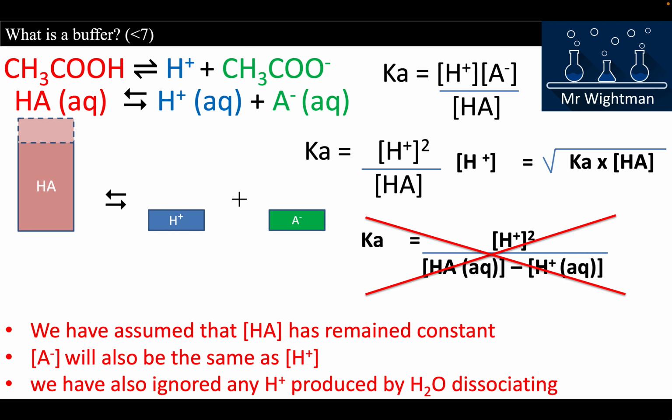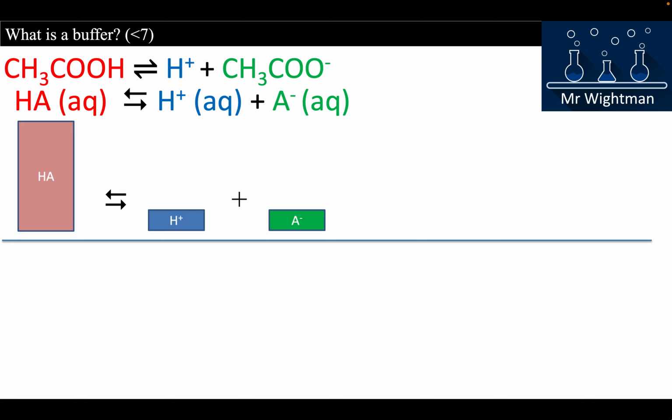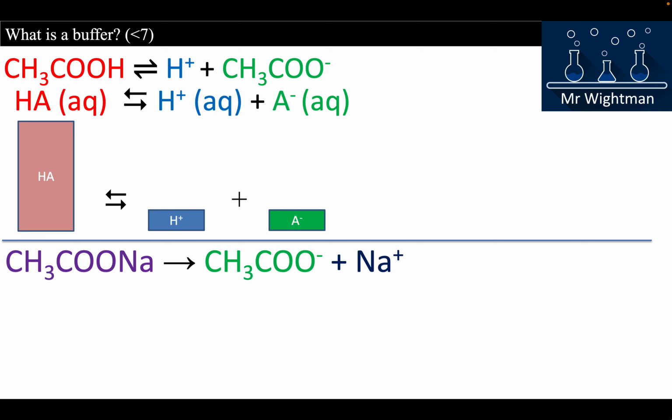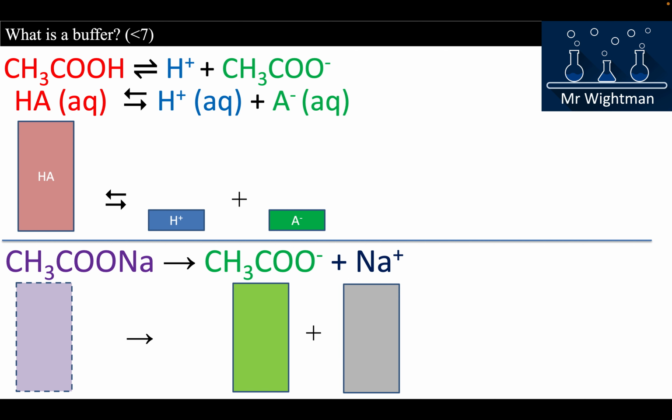But in a buffer solution, it's slightly different. We have this going on, as described earlier, so the HA dissociates to produce the same amount of H+ and A-. But because we have the sodium ethanoate in there as well, this is ionic and therefore 100% ionizes. Whatever amount we had of that to begin with would completely dissociate and produce ethanoate and sodium ions. In this case the sodium ions are simply spectators. The sodium ion we don't really care about.